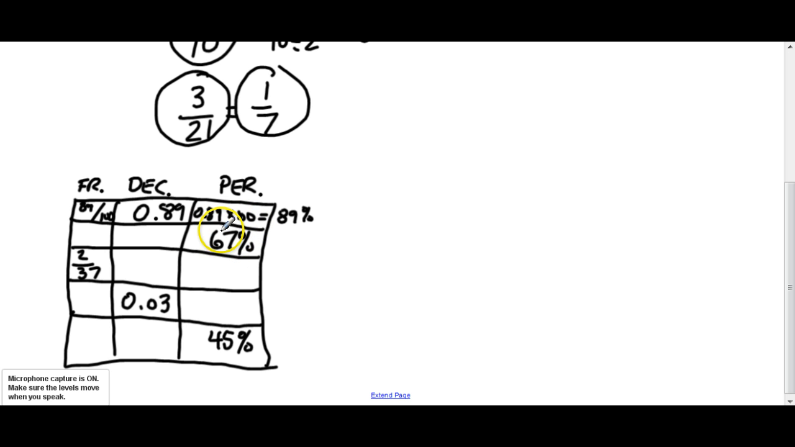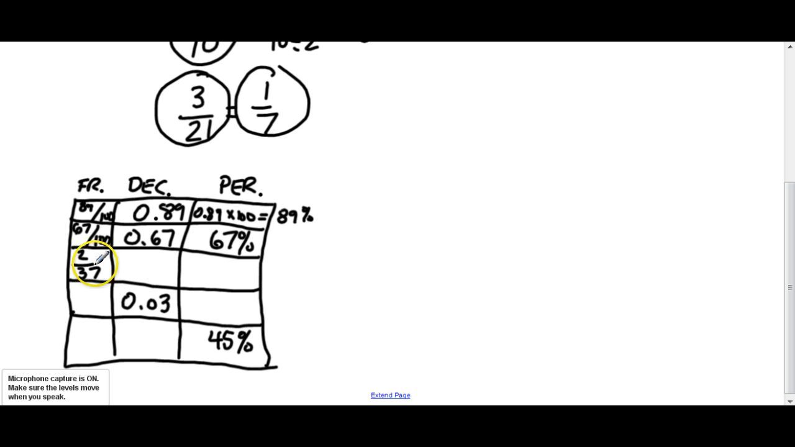Let's do 67%. Okay, well, first thing we can do is take this 67% and make it a fraction, which is the same as 67 over 100. And there's no number that goes equally into 67 and 100, so it's in its simplified form. And how do we find that as a decimal? Well, we just take 67 and divide it by 100 and we end up with 0.67. Very simple.